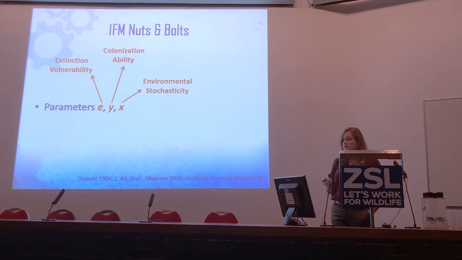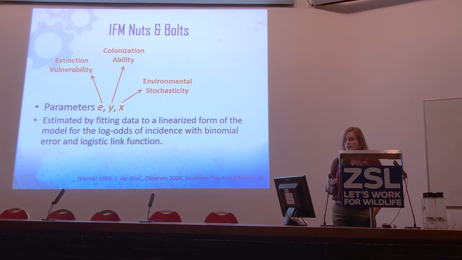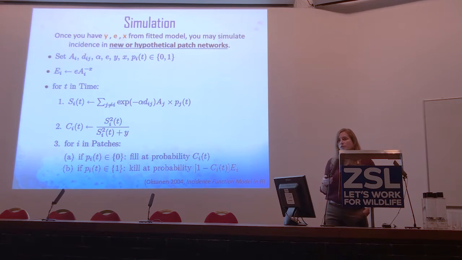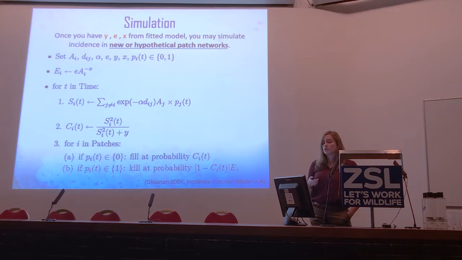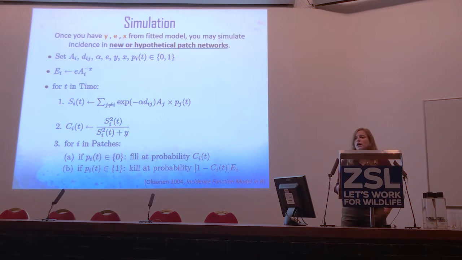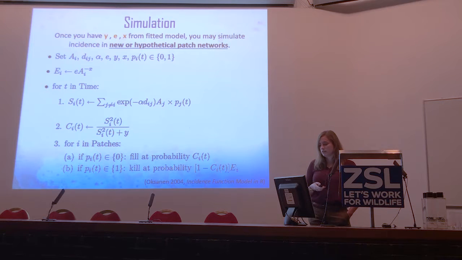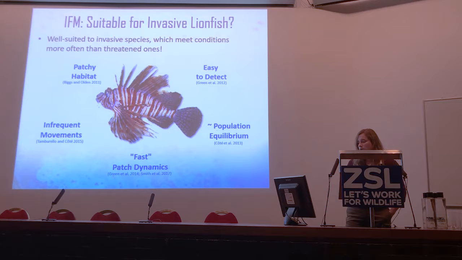And then we use the data to fit the model, a linearized version of the model, like so in R. One of the really powerful aspects of this model is that once you have these parameters fitted for your species of interest, you can use it to simulate incidences in new or hypothetical patch networks. So you can actually add or remove patches and test some potential outcomes of alternative management strategies, which is really interesting for invasive species.